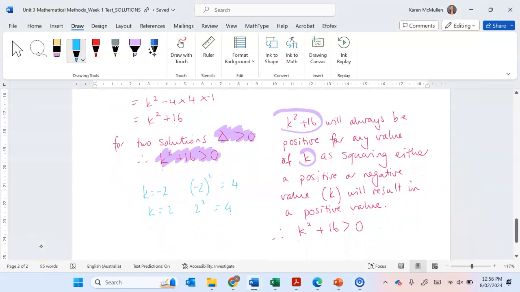Yeah, so basically something along those lines is what you need to write. Basically, k squared plus 16 is always going to be greater than 0. If you wanted to see what this looks like graphically, you can put it on your calculator.